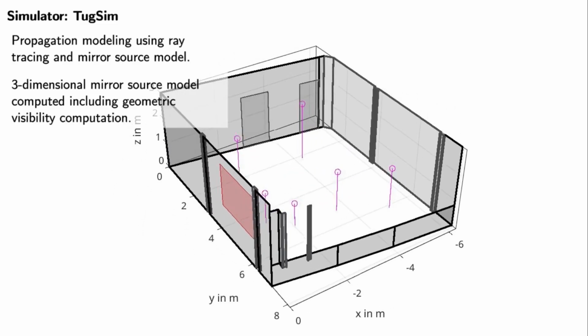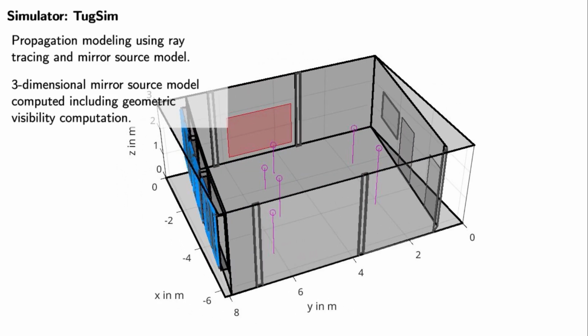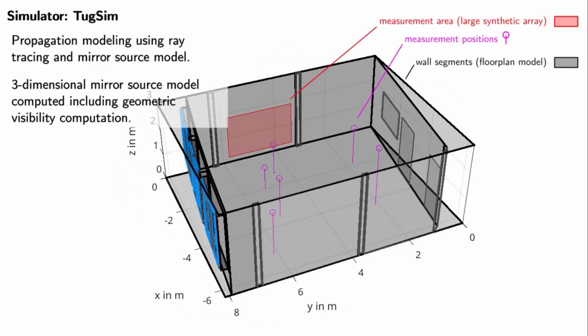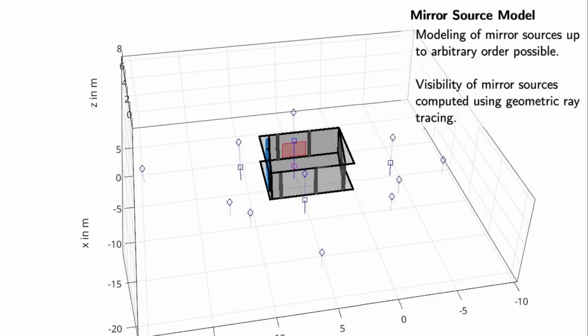As a testbed for simulation and validation of realistic propagation conditions, we developed a ray tracing-based simulator. The simulator uses planar wall segments to describe arbitrary environment geometries. Using geometric ray tracing in combination with a mirror source model allows to capture spatial effects, for example, visibility of multipath components. The employed mirror source model allows to select the desired order of reflections at the cost of an increased computational complexity with increasing order of reflections.